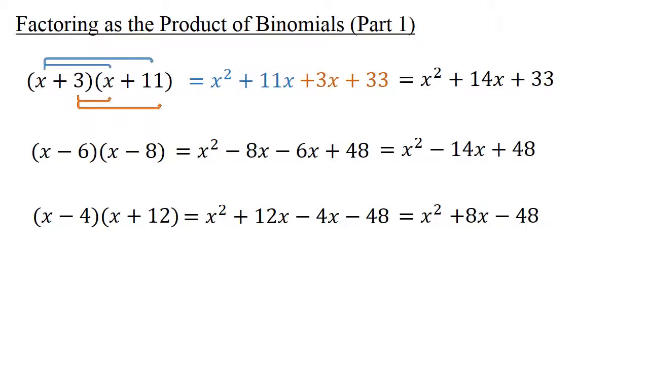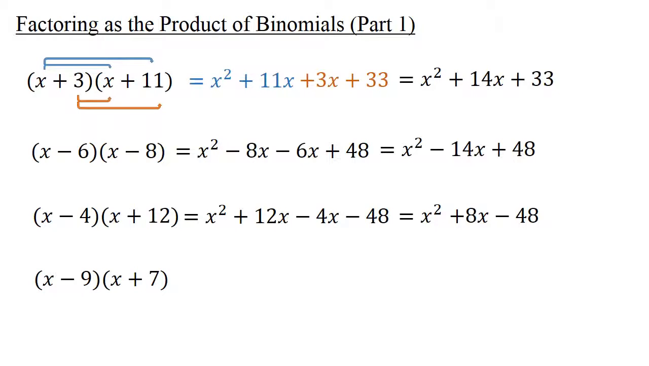So on the previous two, we either had a positive constant times a positive constant and we got a positive 33, or a negative constant times a negative constant and we also got a positive 48. Here we have a negative constant times a positive constant, and we get a negative 48. It's going to be important, those distinctions.